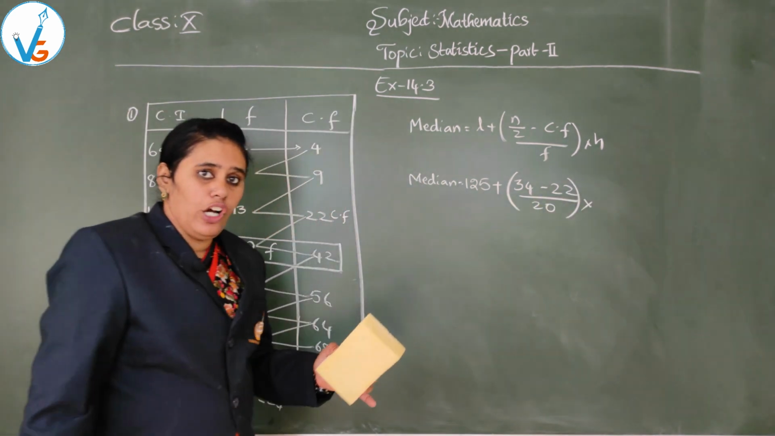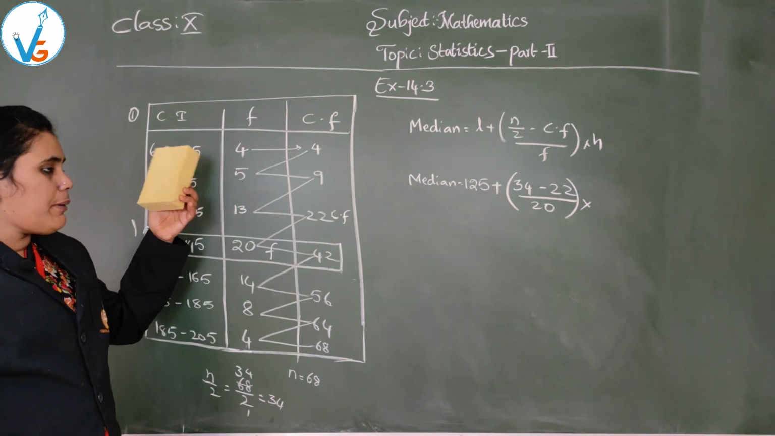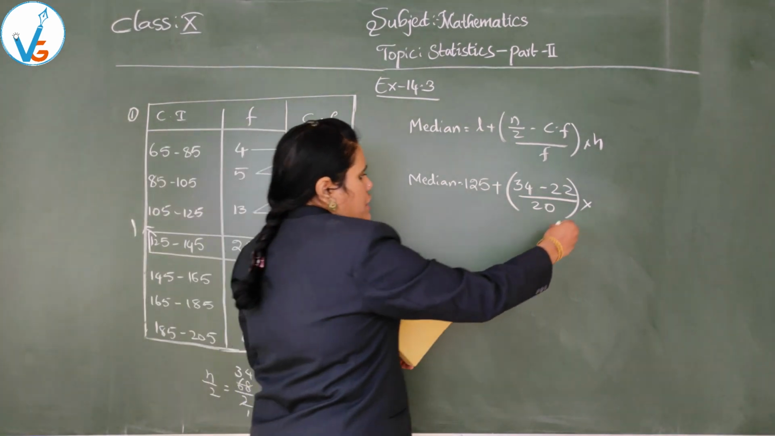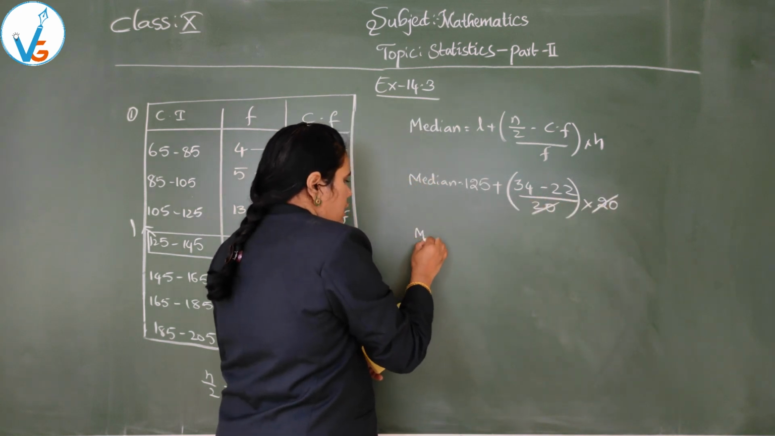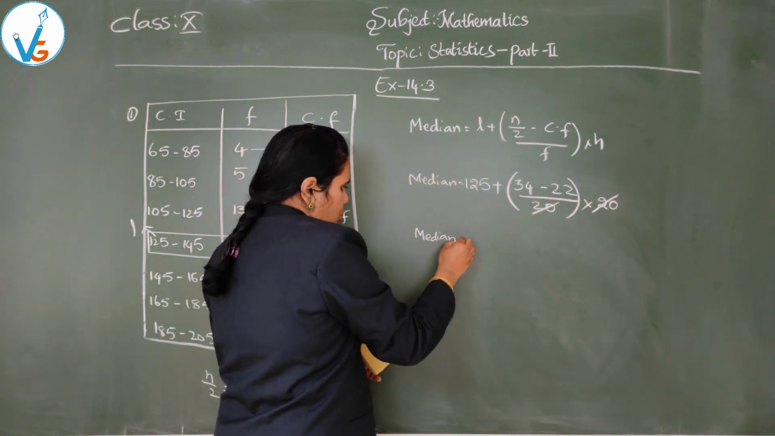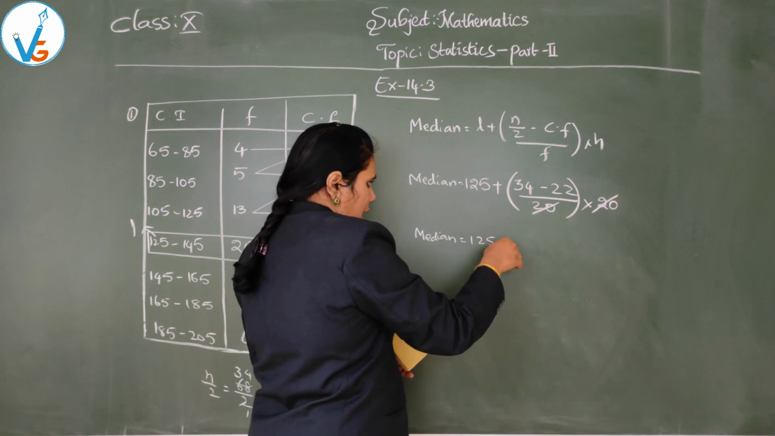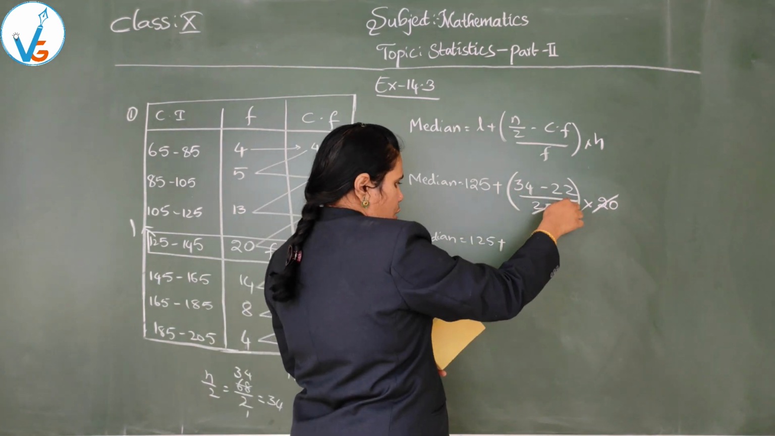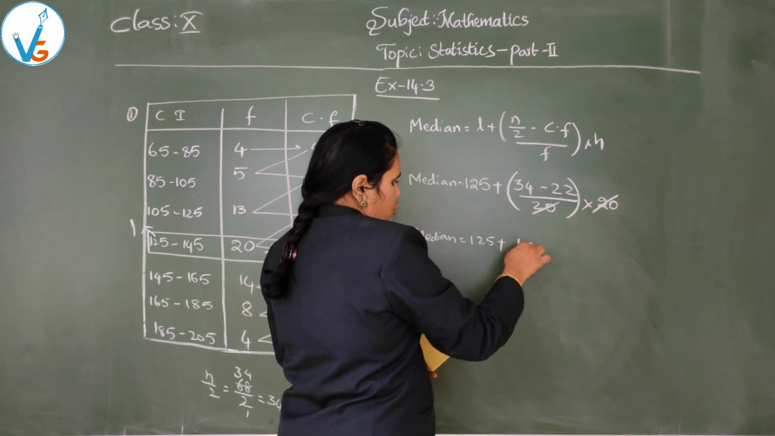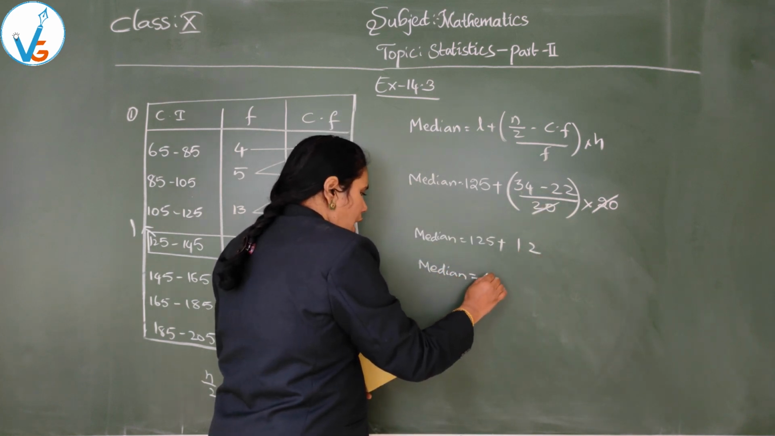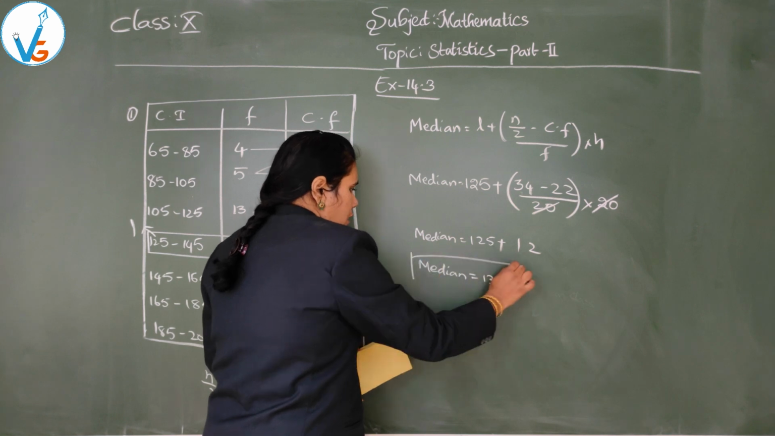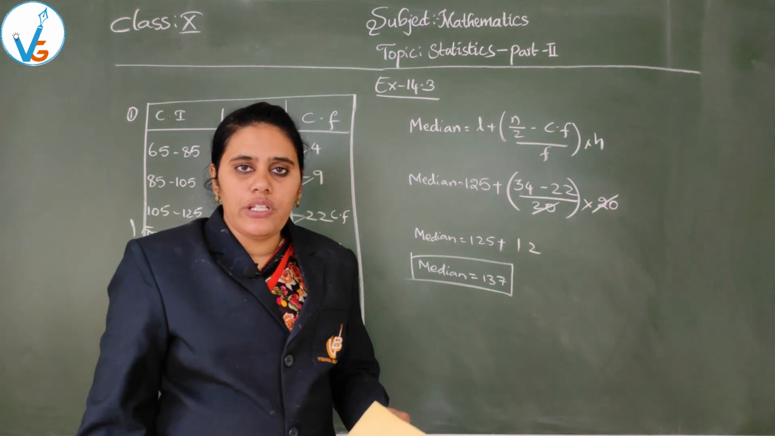The difference between your class intervals: 85 minus 65 is 20. So the 20 and 20 will get cancelled. You will get median is equal to 125 plus 34 minus 22, which is 12. Then you will get median is equal to 137. I hope you have understood the problem.